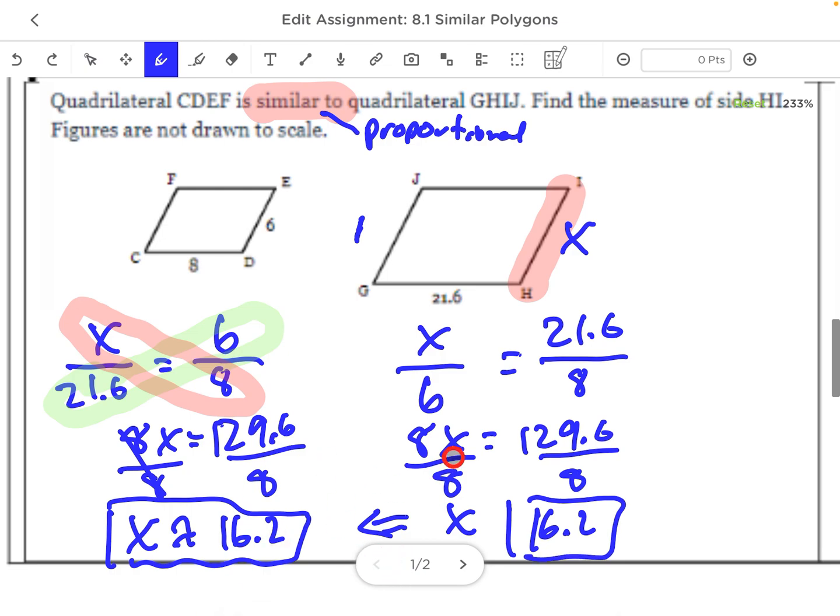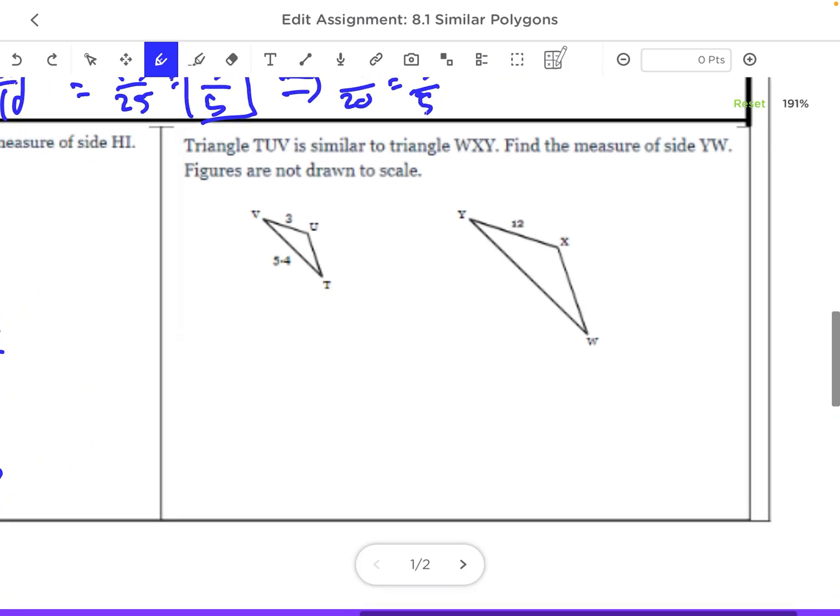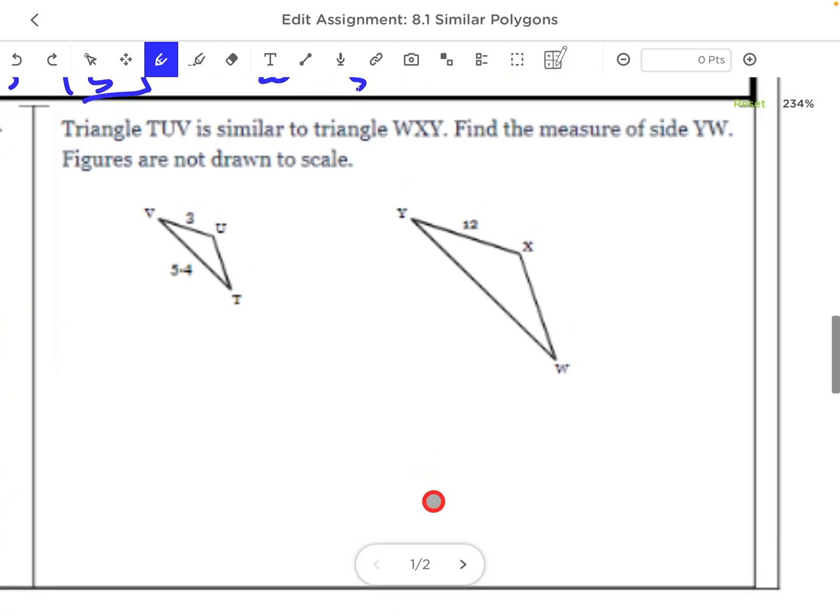All right, so let's go ahead and look at a next example. See if you can do this one on your own. It says triangle TUV is similar to this one, so we know that they are proportional, and we can set up a proportion to find the answer. It says find the measure of side YW. So YW is going to be this one right over here. We want to find that one, so let's label it X, because we label something we don't know as X.